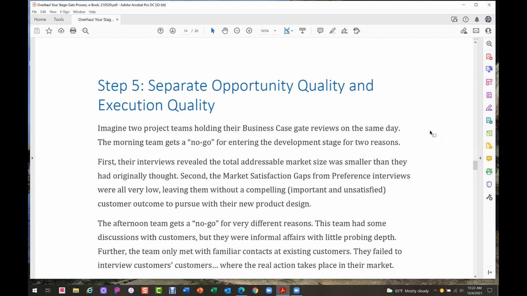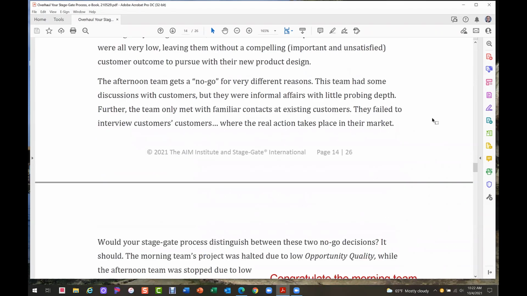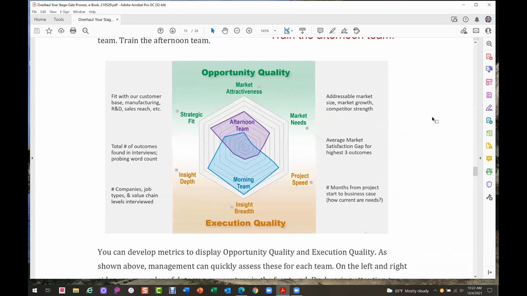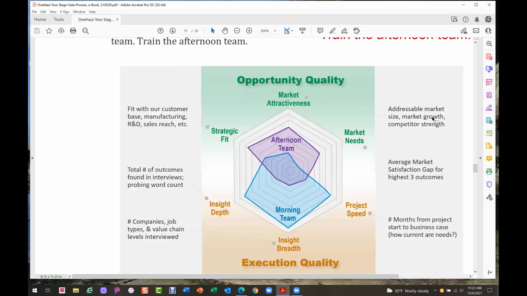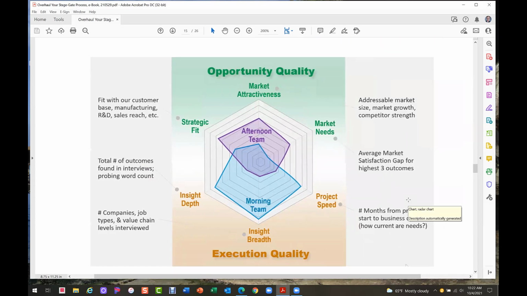So here's my question. How many companies distinguish between a project halted for low opportunity quality versus low execution quality? And it may be happening, I'm just not aware of it. So what we've been thinking about, and this is something we want to spend more time on, and we're going to be doing, especially one of you in the group here, we're already starting to have this conversation. But we can take all the information out of Blueprinter and we can pump it into your stage gate process.